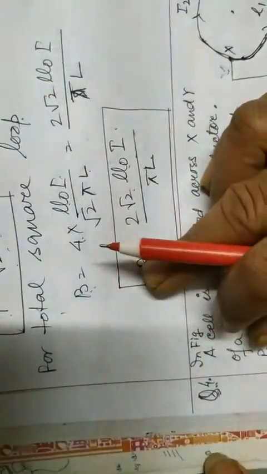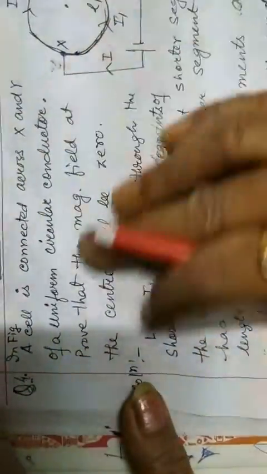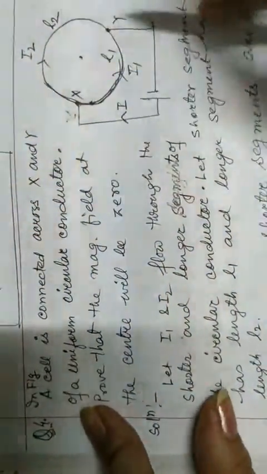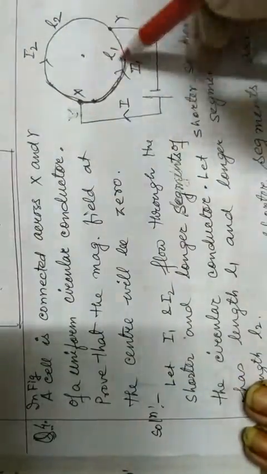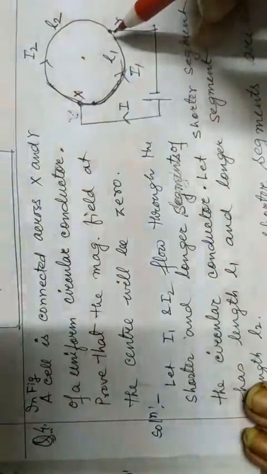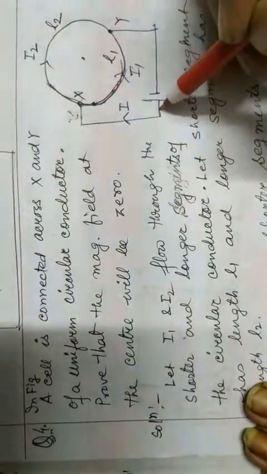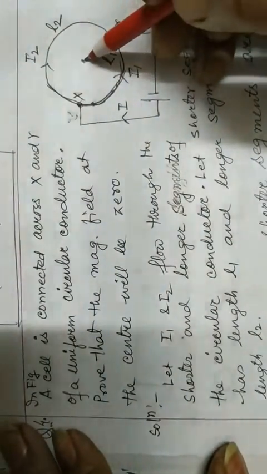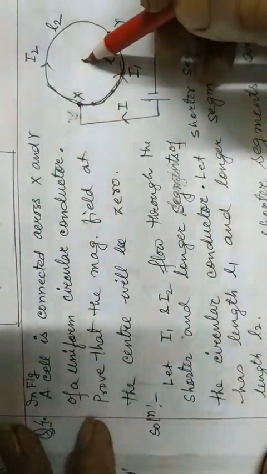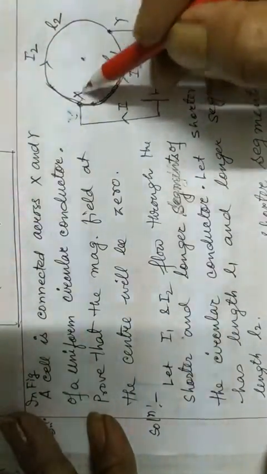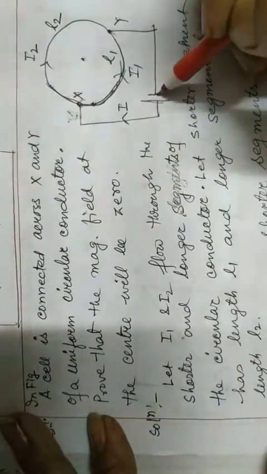Okay, now there is one more sum. Here this is one circular wire, made in this way. Between X and Y one battery, or cell, is connected. Then show that at the center the magnetic field will be equal to 0. Now this circular loop between X and Y, the cell is connected.